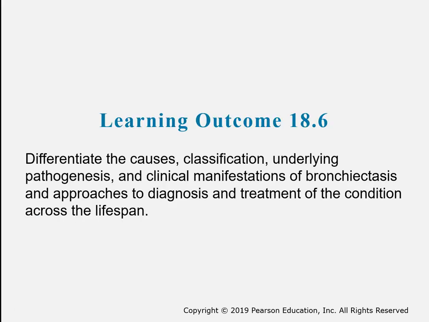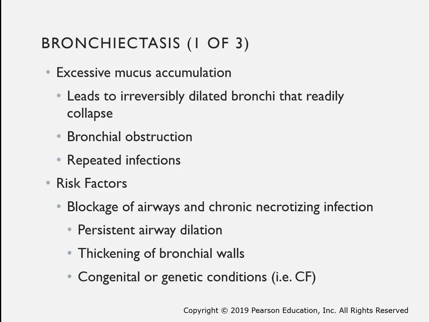Last thing that we'll talk about in chapter 18 here is bronchiectasis, right? We're not going to talk about it much, I think there's 3 slides on this, okay? So again, a term for excessive mucus accumulation, okay? And we just saw this mucus accumulation in cystic fibrosis. So you see this in different types of conditions, right?